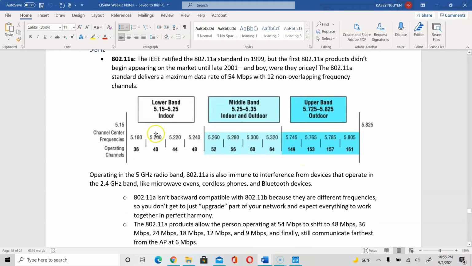So you would have a lower band that would be for indoor, the middle band that will be indoor and outdoor, and the upper band that will be mainly used for outdoor. So 802.11a is immune to interference from such things as your microwave ovens, your cordless phones, and your Bluetooth devices, such that it operates on a non-overlapping channel.